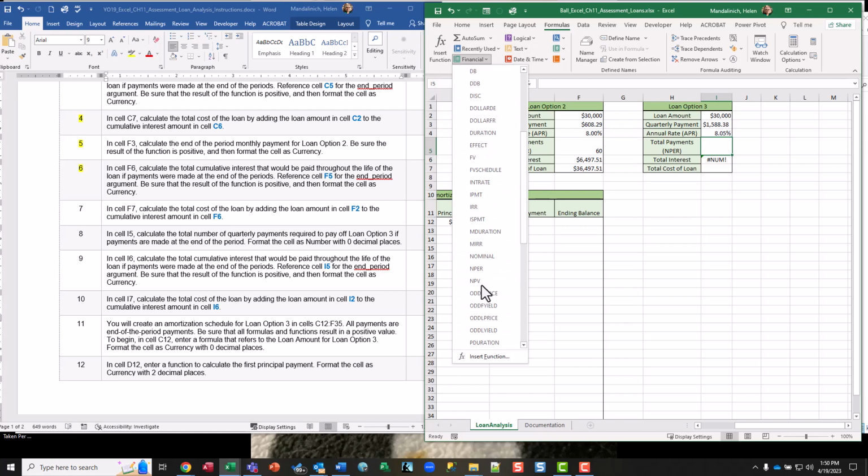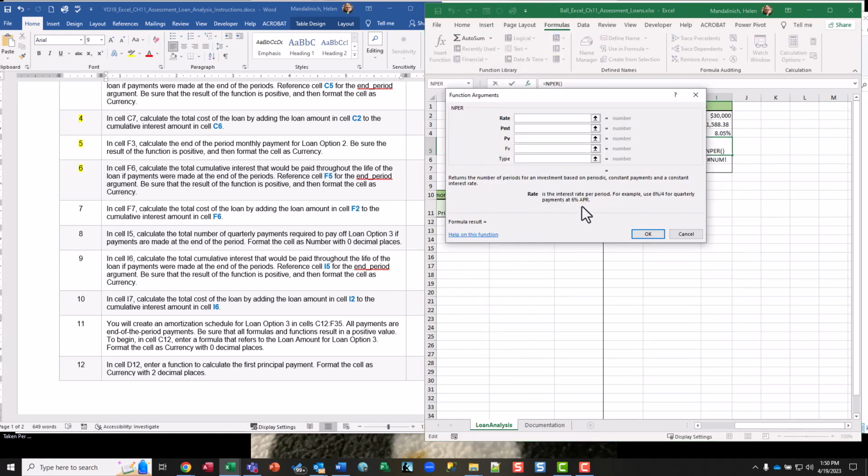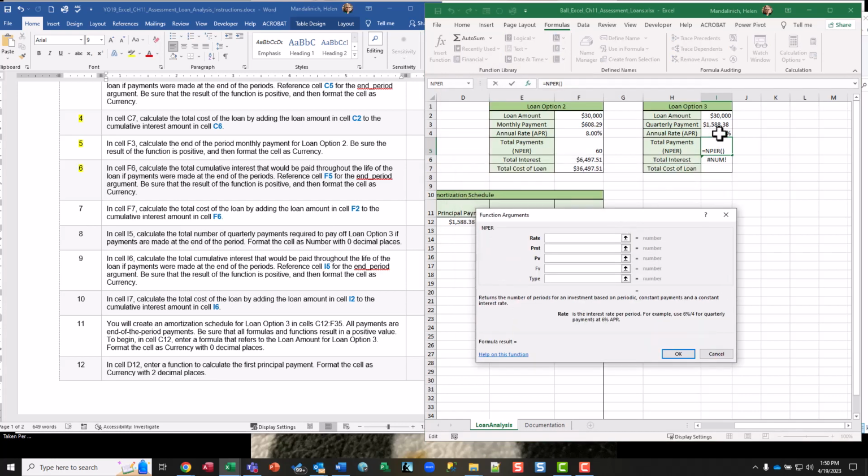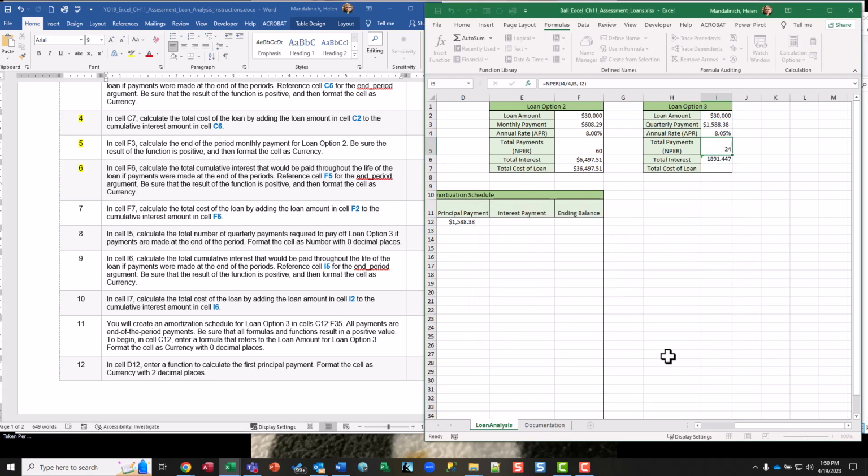So let's do this over. Financial, NPER, interest rate is 8.05 divided by 4. The payment amount is that amount, and the present value is negative 30,000, and I don't need to mess with either of those, so I'm going to say okay. That's right, 24. I couldn't see what was wrong with the other thing. This is still wrong though. So let's see what's going on here.